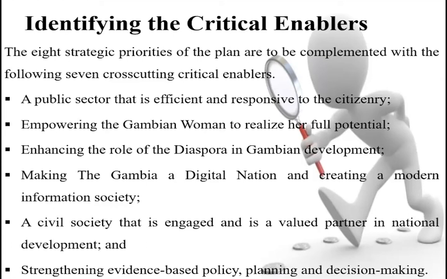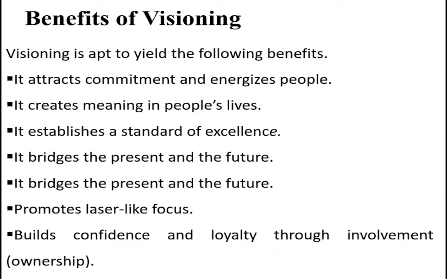Now, enhancing the role of the diaspora in Gambian development is also a critical enabler. Another one is to make the Gambia a digital nation and create a modern information society. Another enabler is a civil society that is engaged and is a valued partner in national development. Also, we want to strengthen evidence-based policy, planning, and decision-making. So these are the critical enablers identified in the process of visioning in the Gambia.